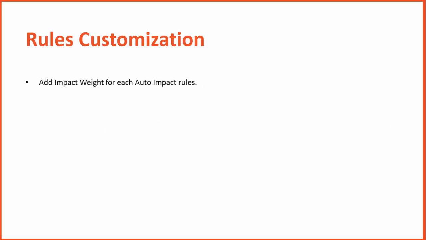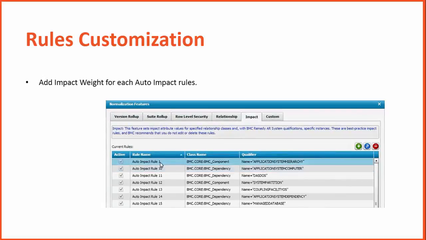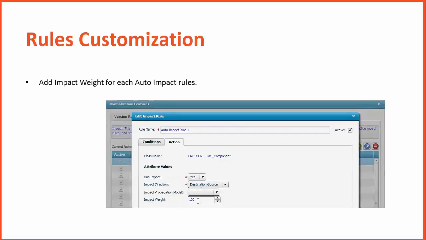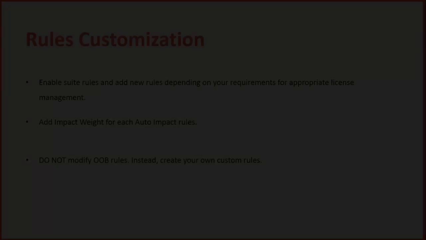For all auto impact rules, there is a field called impact weight that calculates the impact of each CI for the service model. The impact weight is 100 by default. Best practice recommends that you identify each CI's impact value for your service model and then accordingly modify the out-of-the-box impact weight value. Do not make any changes to the out-of-the-box rules. It is always recommended to create a custom rule. However, if there be a need to modify the out-of-the-box rules, you must always create a copy of the required rule and then make changes to it.